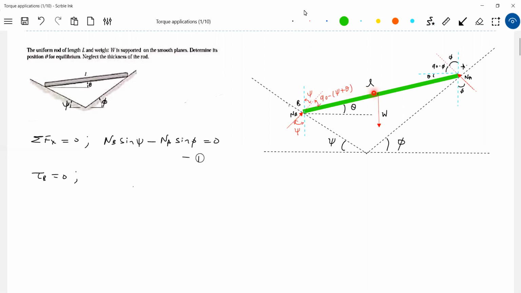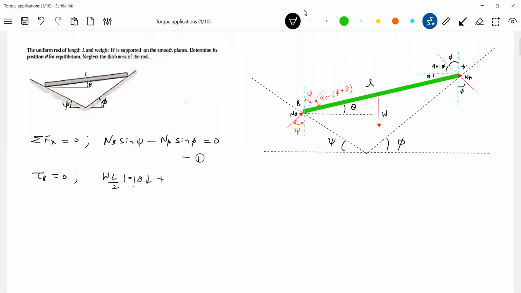This length is L by 2. What about this perpendicular length? L by 2 cos theta. So W L by 2 cos theta should be clockwise about point B. And then similarly go for torque due to normal contact NA, that one.